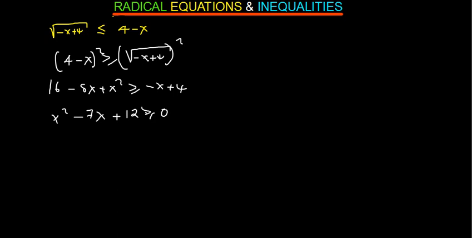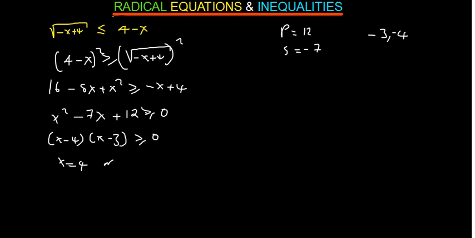That's a mistake I made there. So the product here is positive 12, then the sum is negative 7. So the factors we need are 3 and 4. Which one should be negative? Both should be negative. So this is going to be x minus 4 times x minus 3, greater than or equal to 0. Equate them to 0, find that x is equal to 4 or x is equal to 3. So I found positive 3 and positive 4, the factors which I equated to 0.